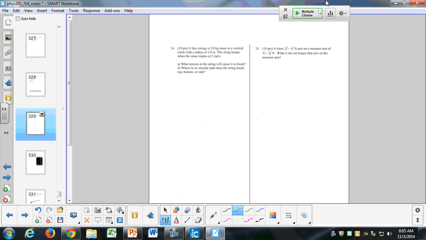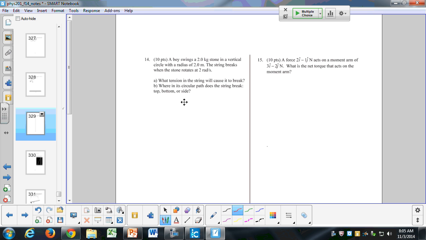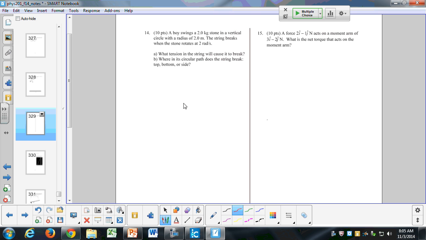Yeah, let's look at this number 14. This is on page 329. It says a boy swings a 2-kilogram stone in a vertical circle with a radius of 2 meters. The string breaks when the stone rotates at 2 radians per second. Where in the circular path does the string break? At the top, bottom, or the side?